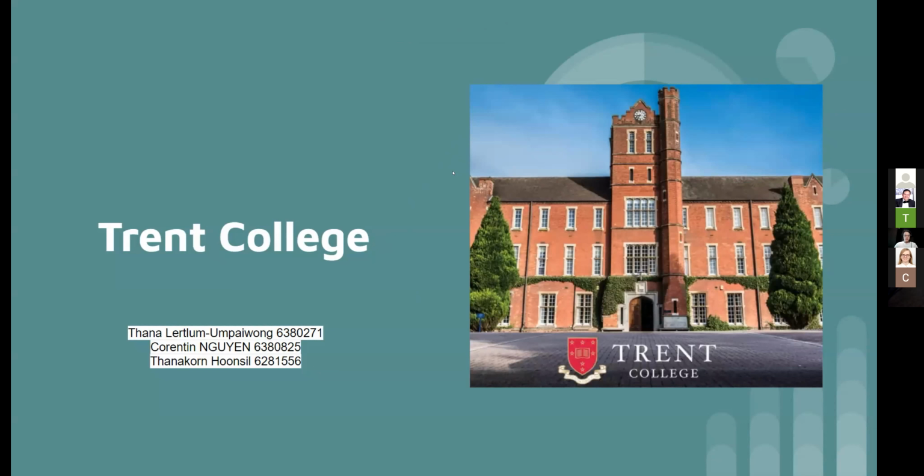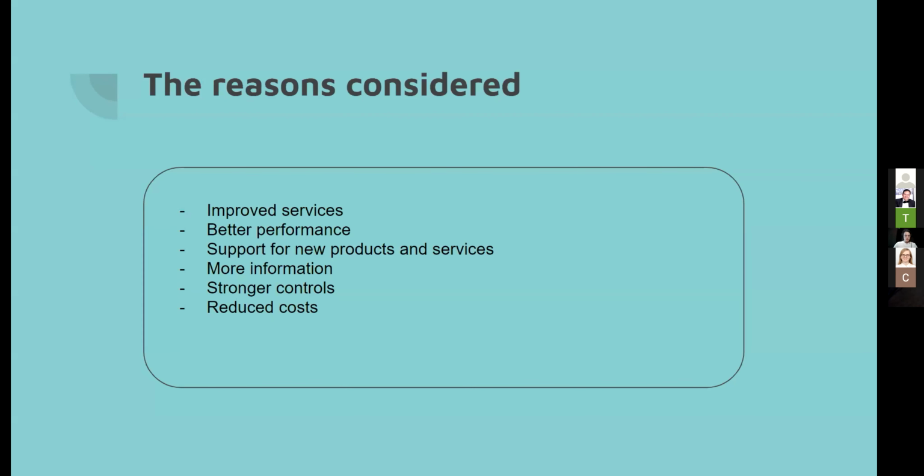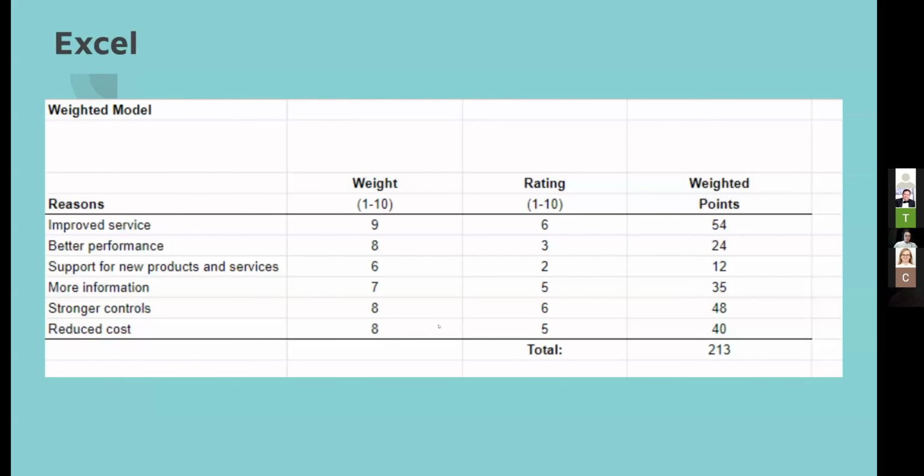Trent College is a private school in Maryland. The thing is that the registration system has outgrown its capacity, so the college is considering a new system. What we did here is list the reasons for systems projects and assign a weight and a rate to each reason. The reasons we considered are improved services, better performance, support for new products and services, more information, stronger control, and reduced cost. We then discussed and explained why we weighed and rated them that way.